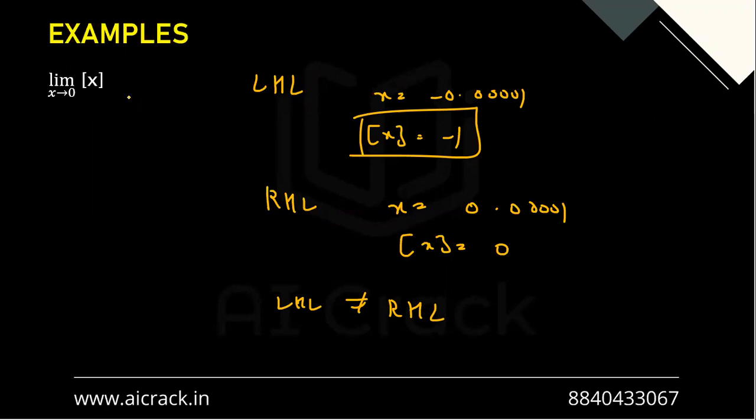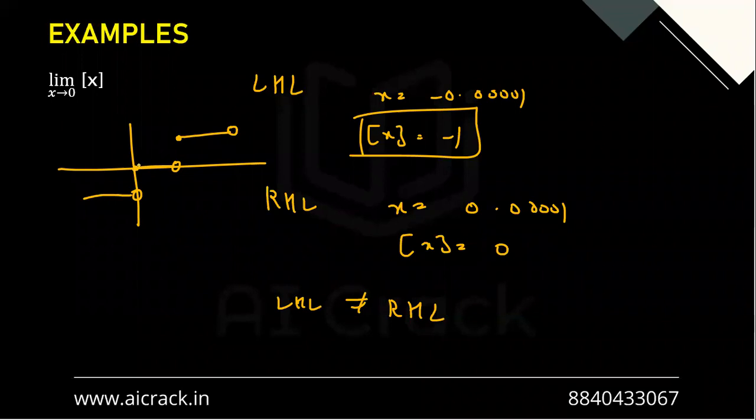If you know the graph of GIF, then you can easily see that it looks like this one. You can see that at x equals 0, if we go towards the right hand side, we get 0. If we go towards the left hand side, we get -1, right?